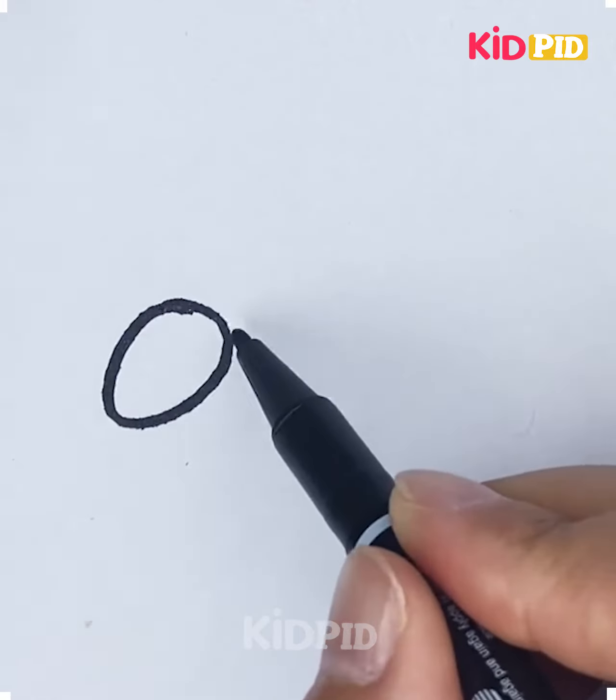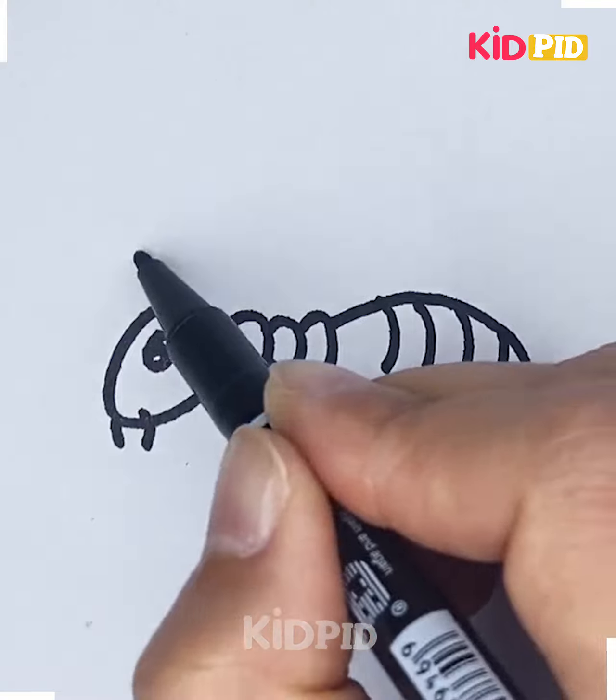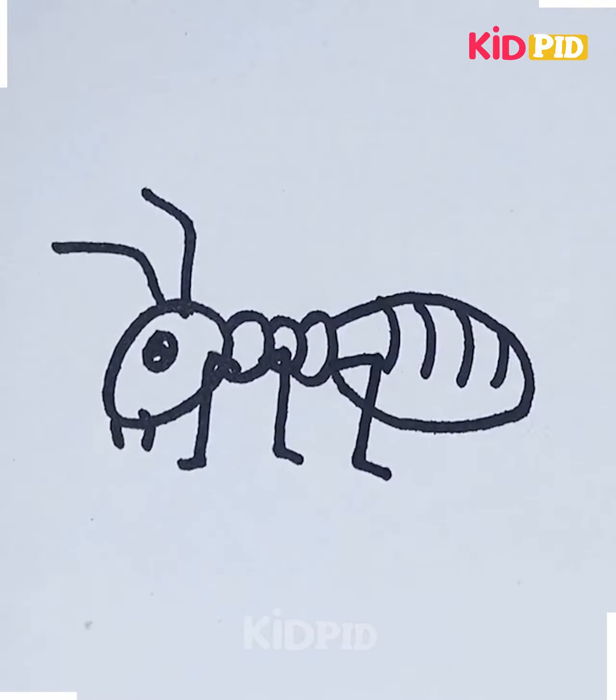In this video, we will learn how to draw an ant. Ants are usually of two colors, that is red and brown.